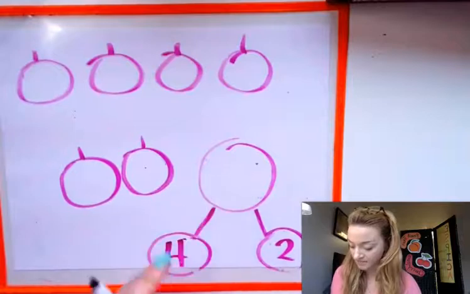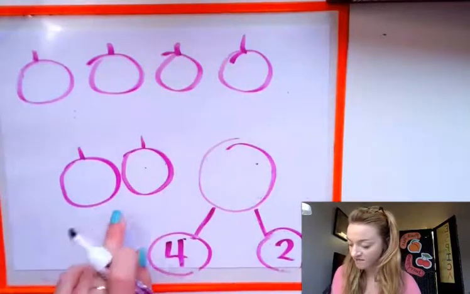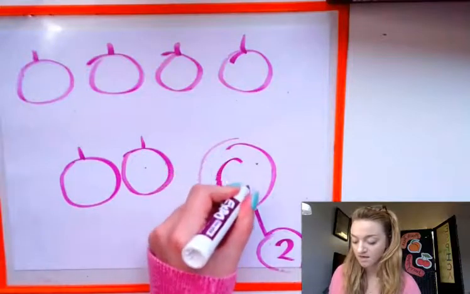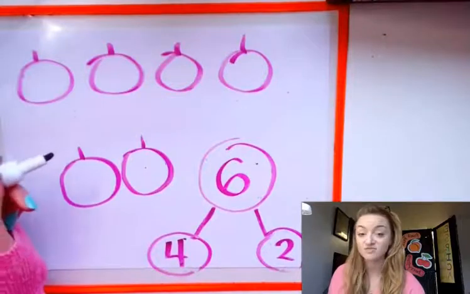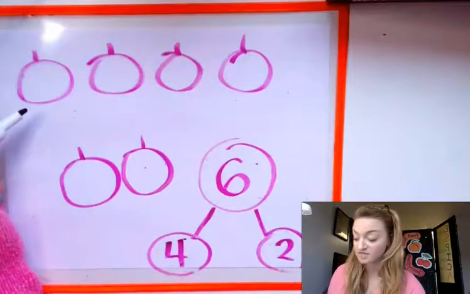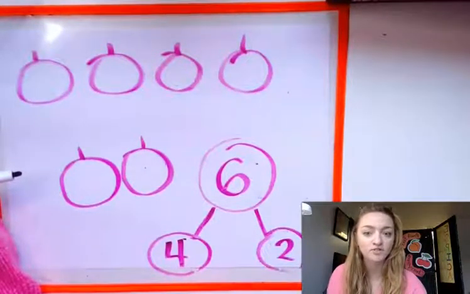And I see that 4 and 2 all together, I have 4, 5, 6, make 6. So that's what my number bond looks like. And those are the two parts I found to make 6, 4 and 2. You might have found something else. Let's take a look at our problem one more time.